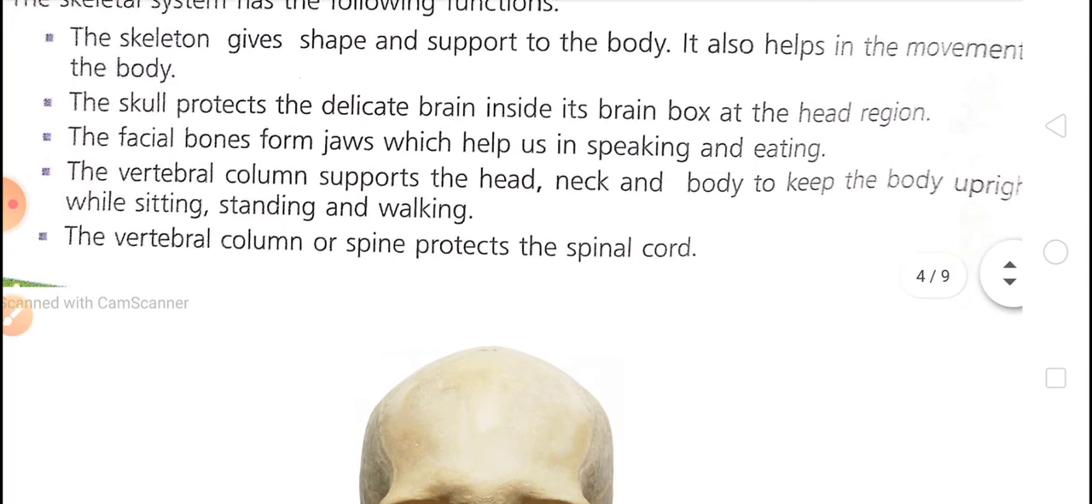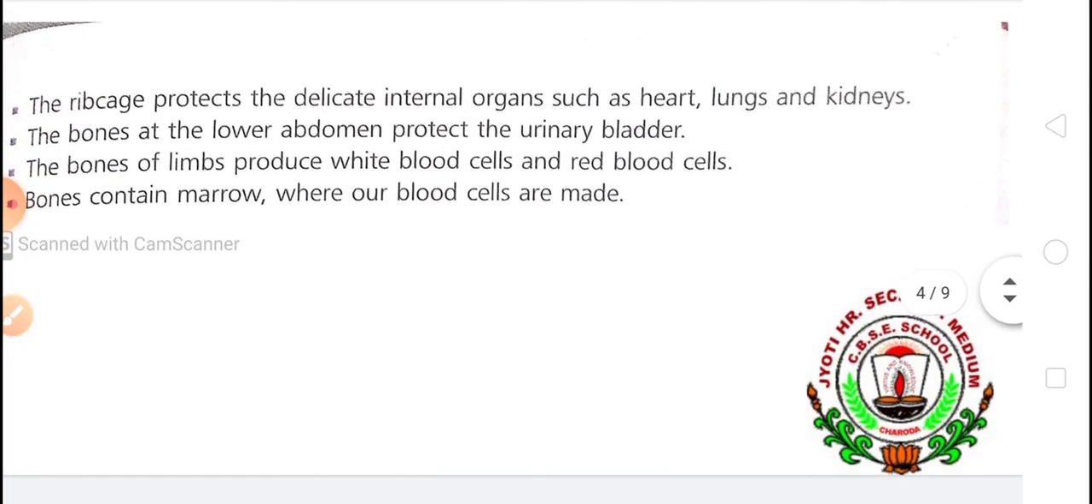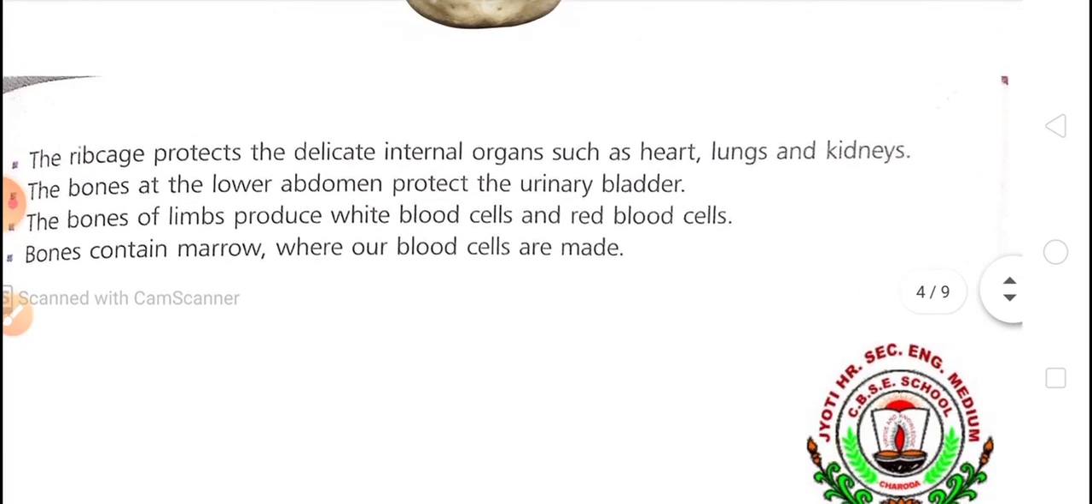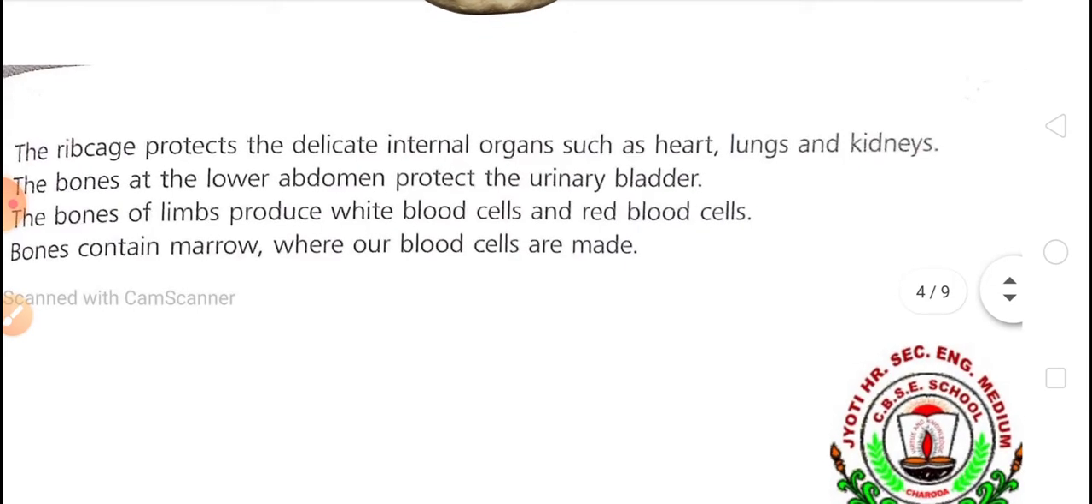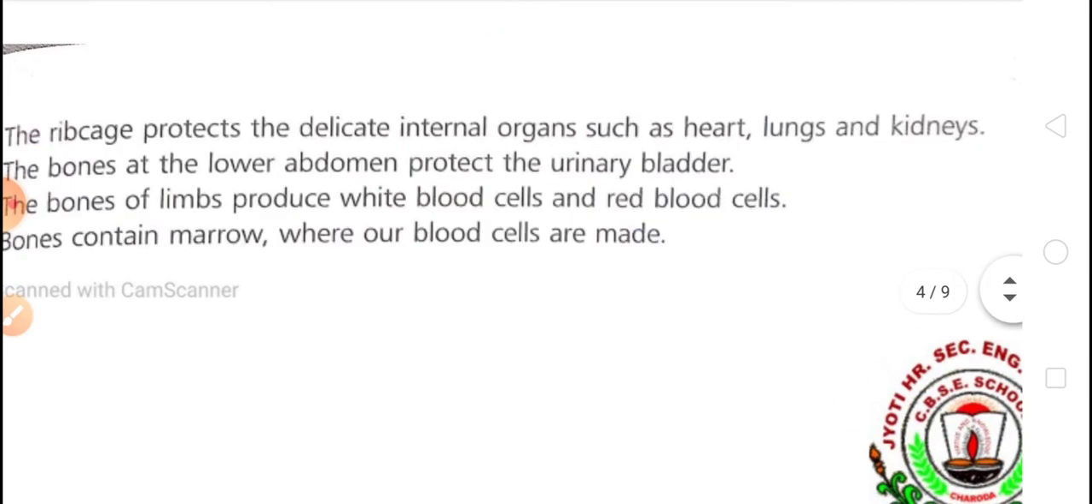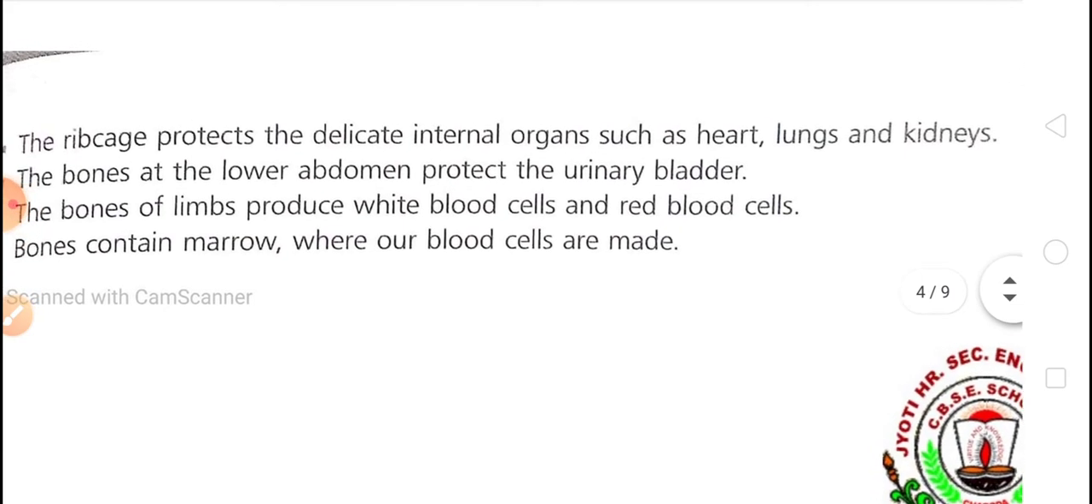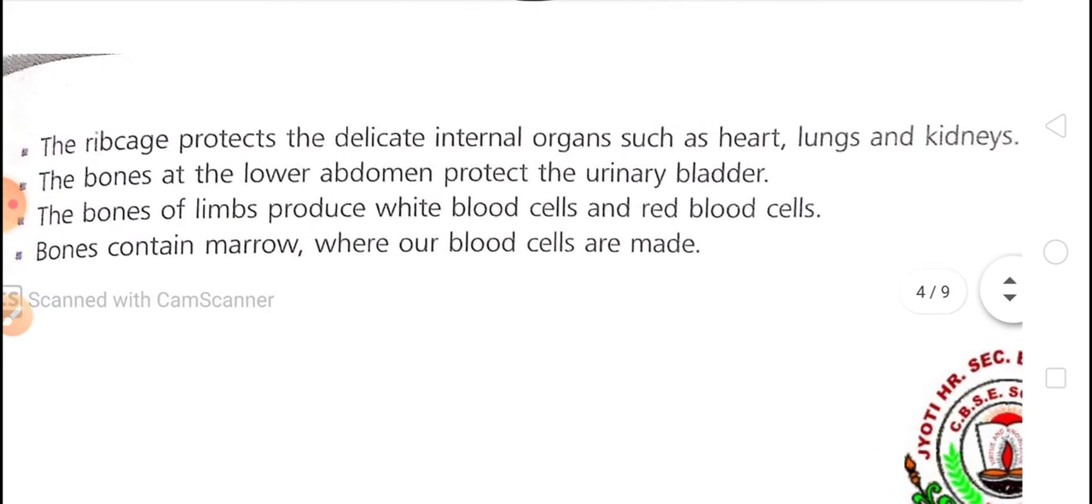Rib cage, we already studied about the rib cage. The rib cage protects the delicate internal organs such as the heart, lungs and kidney. Inside the rib cage, these delicate parts like the heart, lungs and kidney are protected. The bones at the lower abdomen protect the urinary bladder.